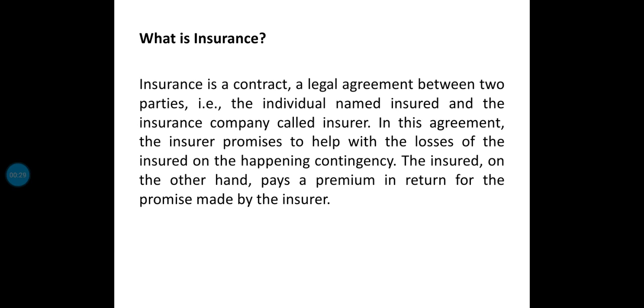Insurance is a contract or a legal agreement between two parties, which means the individual named the insured and the insurance company called the insurer. In this agreement, the insurer promises to help with the losses of the insured on the happening of a contingency. The insured, on the other hand, pays a premium in return for the promise made by the insurer. The contract of insurance between an insurer and the insured is based on certain principles. So let us know these principles in detail.